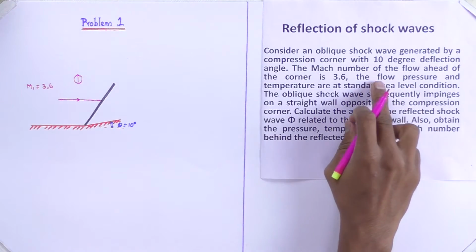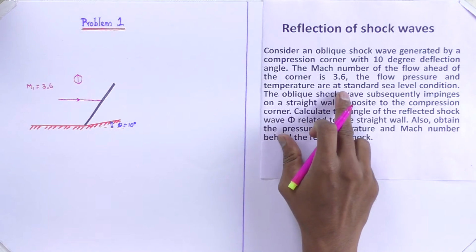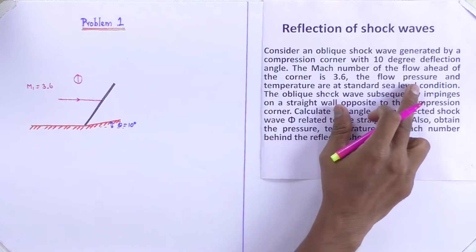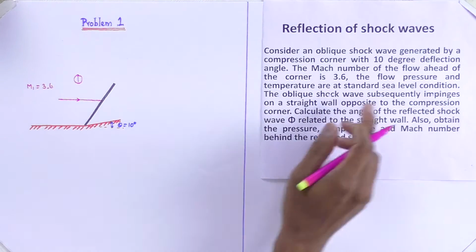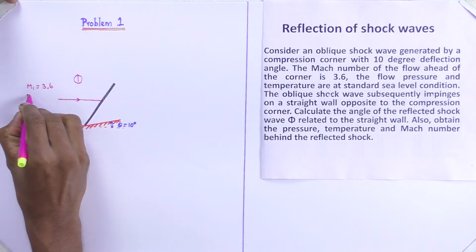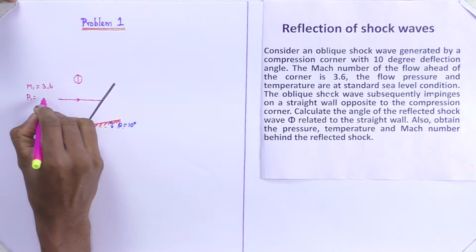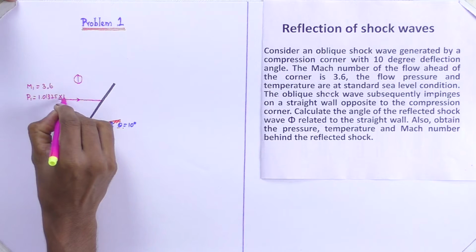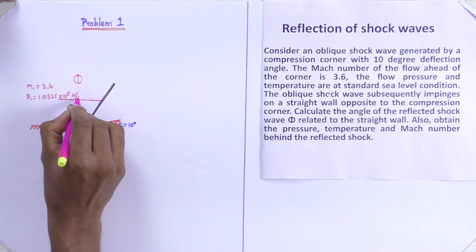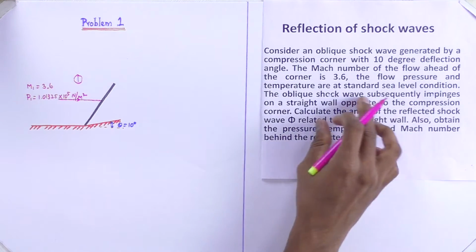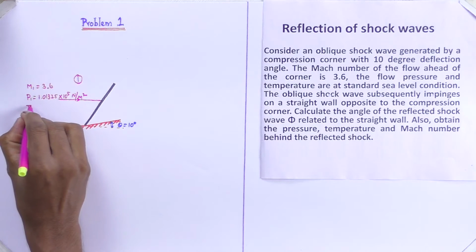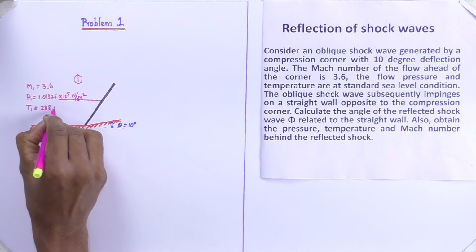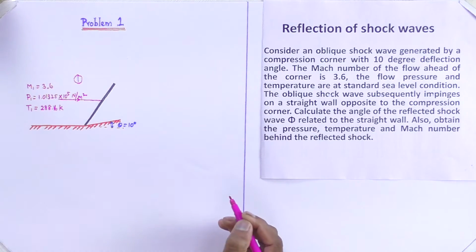The flow pressure and temperature are at standard sea level condition. So in this region, the flow properties are at standard sea level condition. So P1 is equal to 1 atmospheric pressure, that is 1.01325 times 10 to the power 5 Newton per meter square, and temperature T1 is equal to 288.16 Kelvin.